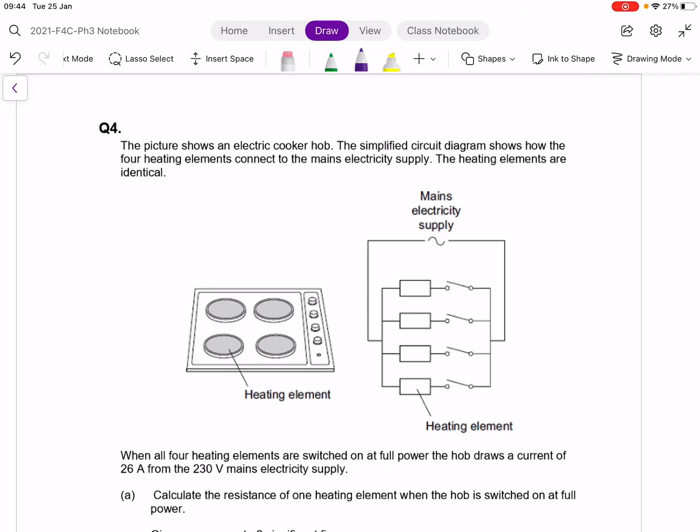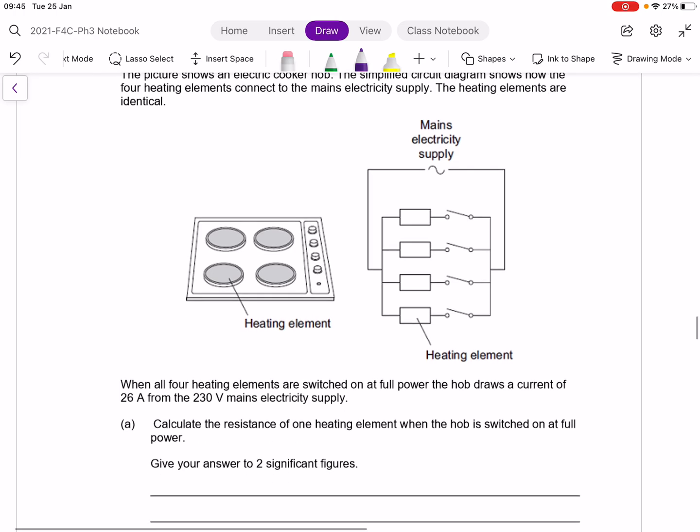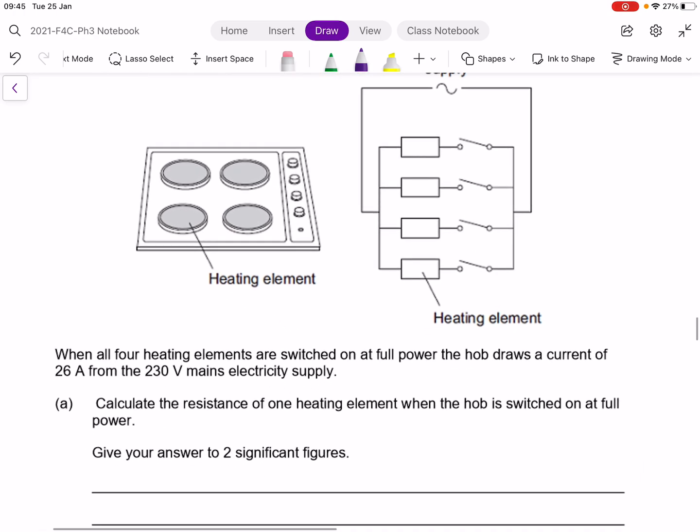All right, next question here, question 4. I would say that this starts as quite a tricky question. Drawing on the diagram will help you for sure. Let's have a quick read. So, electric cooker, simplified heating diagram, fine. All 4 elements are switched on at full power.